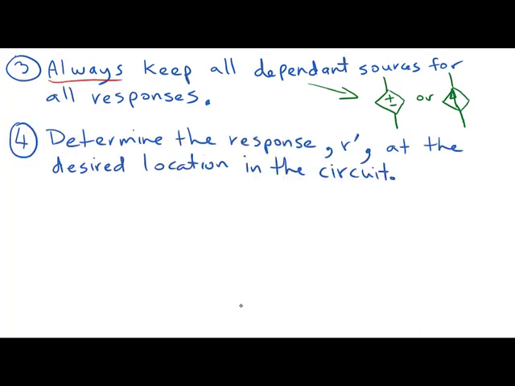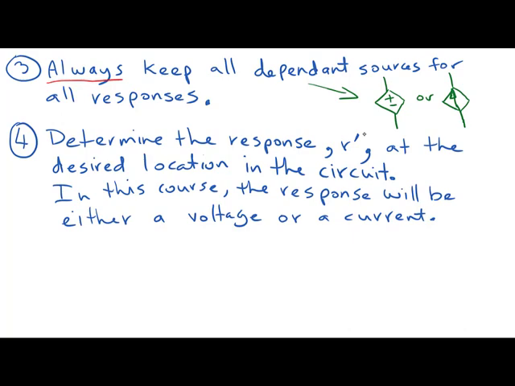The next step is to determine the response, and we'll call it R prime. That's what we're denoting it as. And so in the example above, it would have been IR1 prime. And this prime doesn't indicate a derivative. It indicates just the response that we're working with. And so we determine the response at the desired location in the circuit. So let's say IR1. And in this course, the response will be either a voltage or a current.